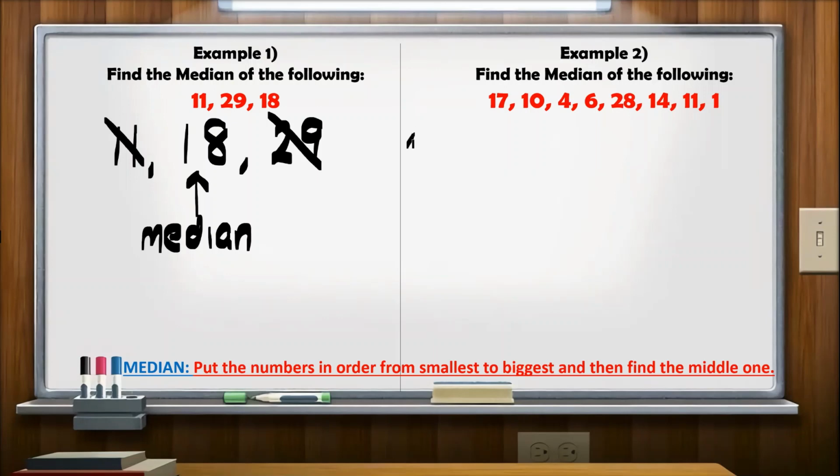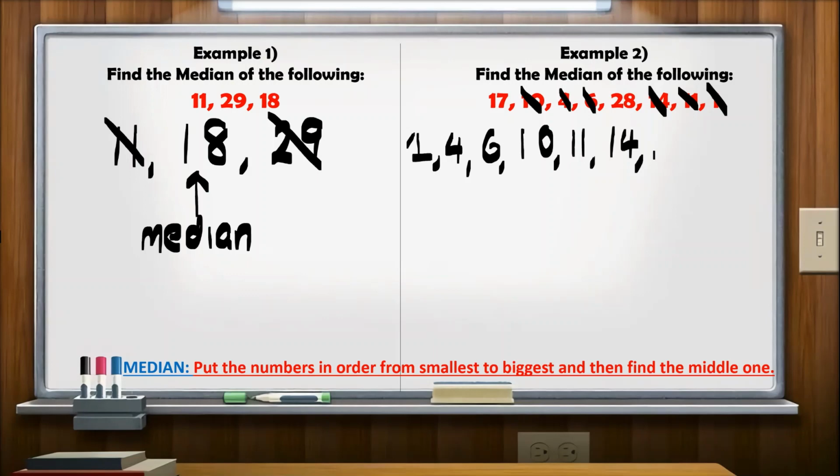So the smallest number we have is 1, followed by 4, then we have 6, then we have 10, then we have 11, then we have 14, 17, and then the biggest number we have in our data set is 28.